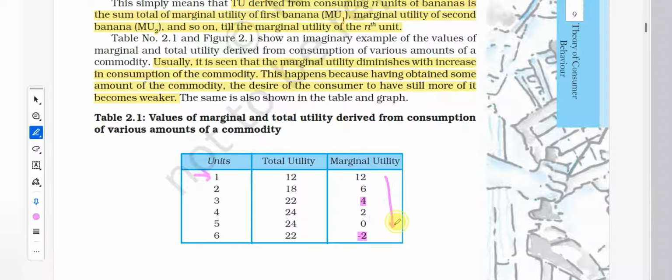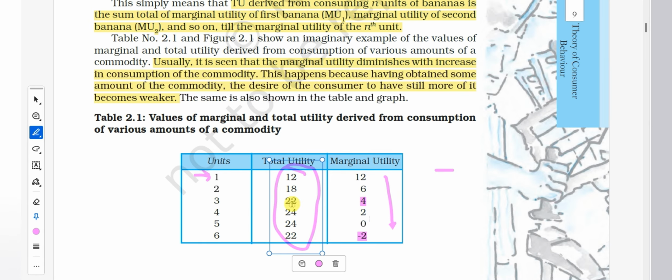So marginal utility can be positive, can be negative, and can be zero also, whereas total utility will always be a positive thing. From the data, we understand that it is increasing in a decreasing manner. The increase we are getting from the first unit to the second unit is not the same increase we are getting from the second unit to the third unit. It's only increasing by 4, then only by 2 next.